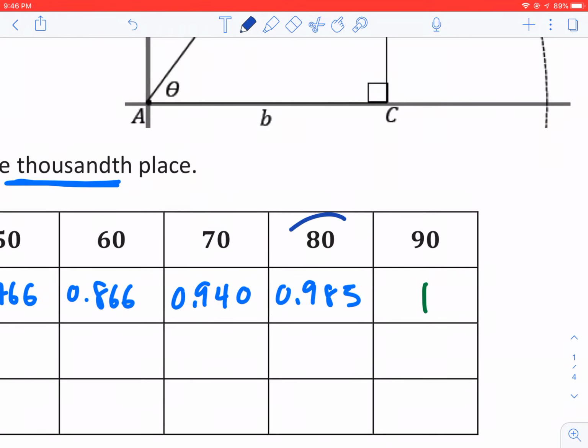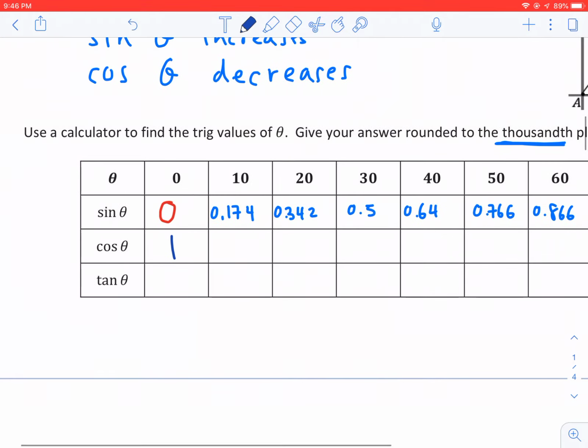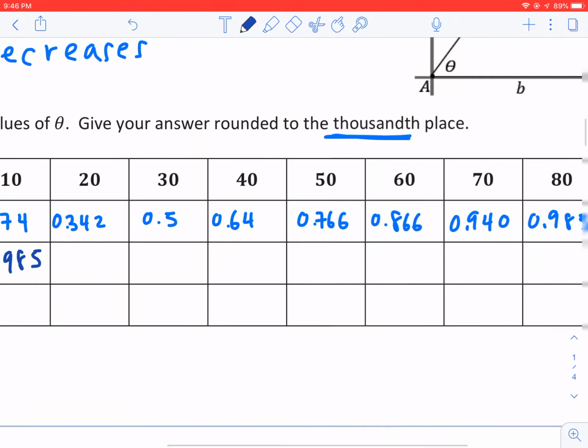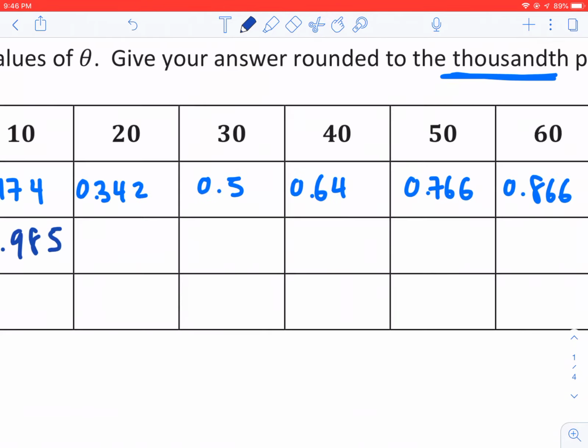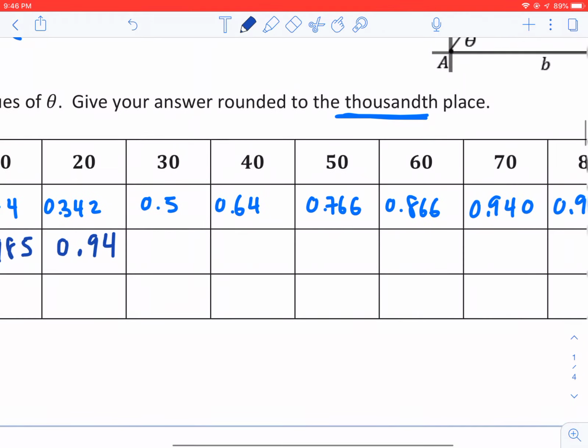Sine of 80 degrees was 0.985, so cosine of 10 degrees is going to be the same thing. This will also be 0.985. Right? 70 is complementary with 20 degrees, so sine of 70 equals cosine of 20. Sine of 70 is 0.94, then cosine of 20 is 0.94. And we can keep repeating.